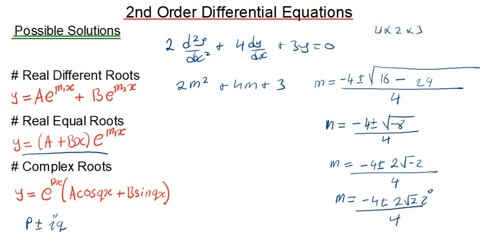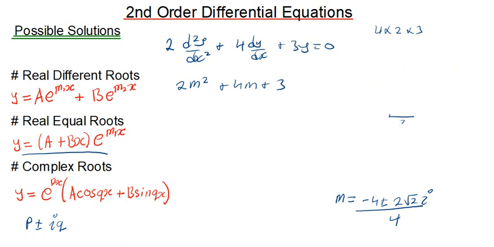So having said that, we can try to simplify this a little bit further, because I want to write it in terms of p and q. So that's going to be m is equal to minus 1, I've just divided both this and that by 4, positive or negative root 2 i divided by 2. So in this case our p is negative 1, our q is root 2 over 2. So those are complex roots.